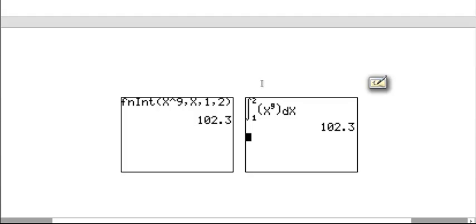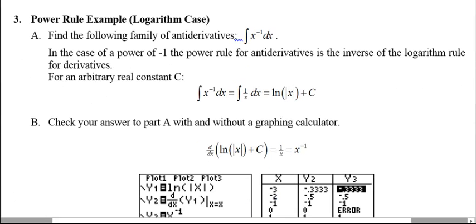Or if you have the newer operating system on a TI-84, you would write it so that it looks just exactly like the given problem, and that's what you get for the answer. And so that did check out.